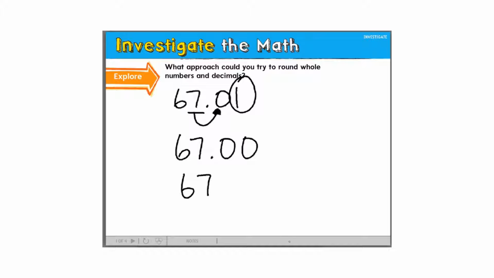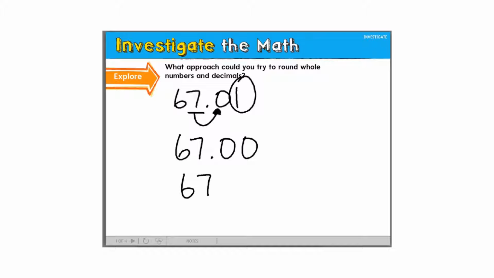Let's try another one. If we were using a number line, I want you to think about a number line. We could draw a number line all the way up to 67, but let's just imagine one. Since this number goes out to the hundredths place, it's 67 and 1 hundredth. It's kind of like $67.01 if you thought about money. So if I were rounding that to the nearest whole number, isn't $67.01 closer to $67 than $68? And that's what we're doing here.